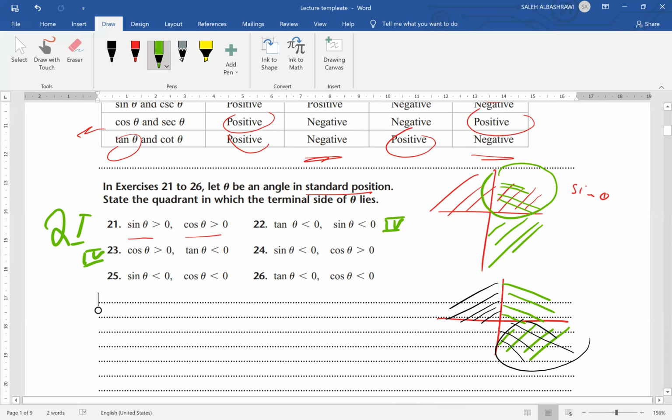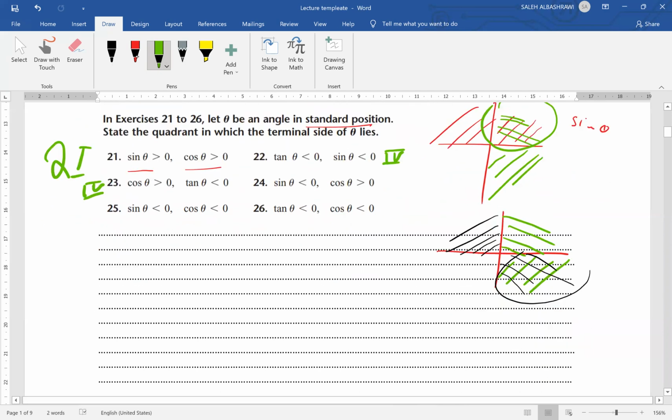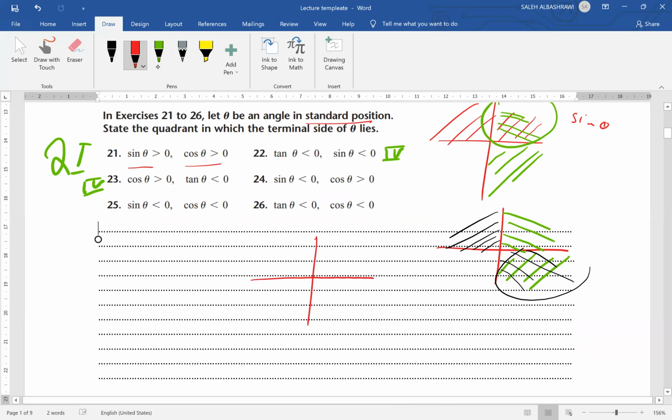Now 24. We have sine is negative. Sine is negative in the third and the fourth. Cosine is positive in the first and fourth. So the common one is the fourth quadrant.